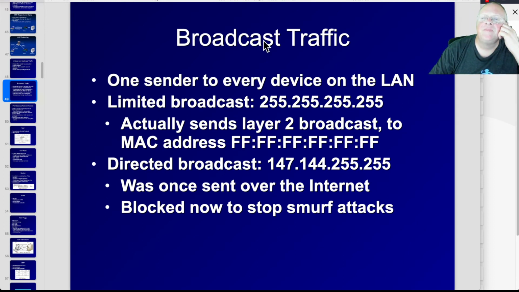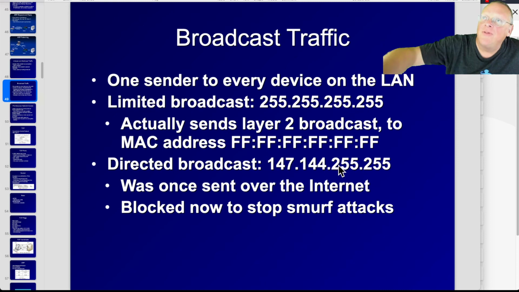So you can send broadcast traffic. If you send it on layer 2 or on layer 3 to this IP address, all ones, that sends it to the layer 2 broadcast, which is the MAC address that's all ones, and that will just send to every device you can reach, everything up to the router, everything on your layer 2 network. And this is what you do when you're looking for an IP address with DHCP, or when you're sending an ARP request. There used to be something called a directed broadcast, where you could give the network part of an address and fill the rest of it with ones, and this would then travel over the internet and reach every device at the far end.